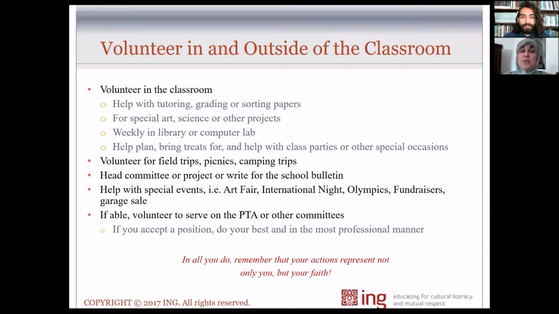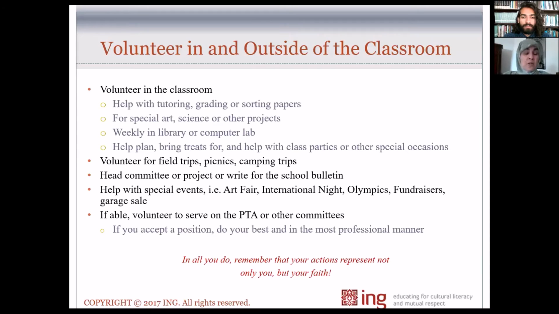So inside the classroom, generally, teachers are always looking for help with tutoring or grading papers, or maybe a special art project or science project. And many schools also need help in the library or in the computer lab. And there are always ongoing parties in elementary school that need help either organizing or bringing treats for, or actually on the day of the party, helping to serve and take care of all the little details.